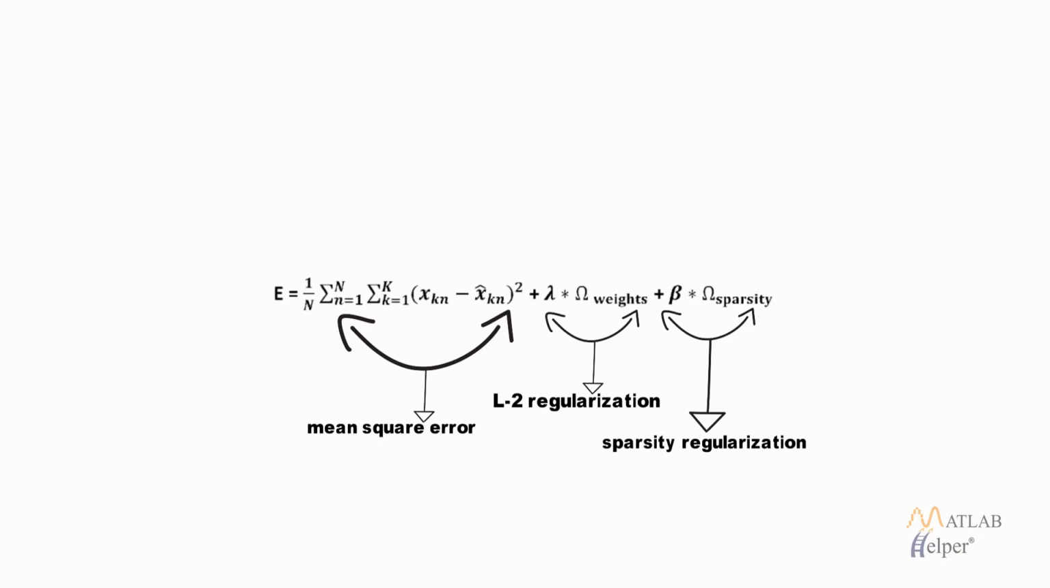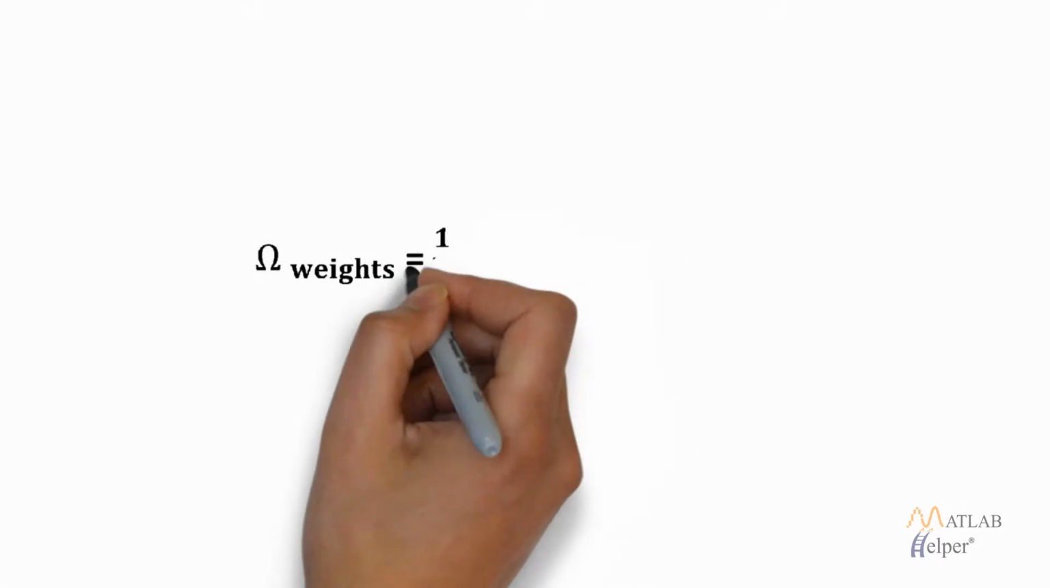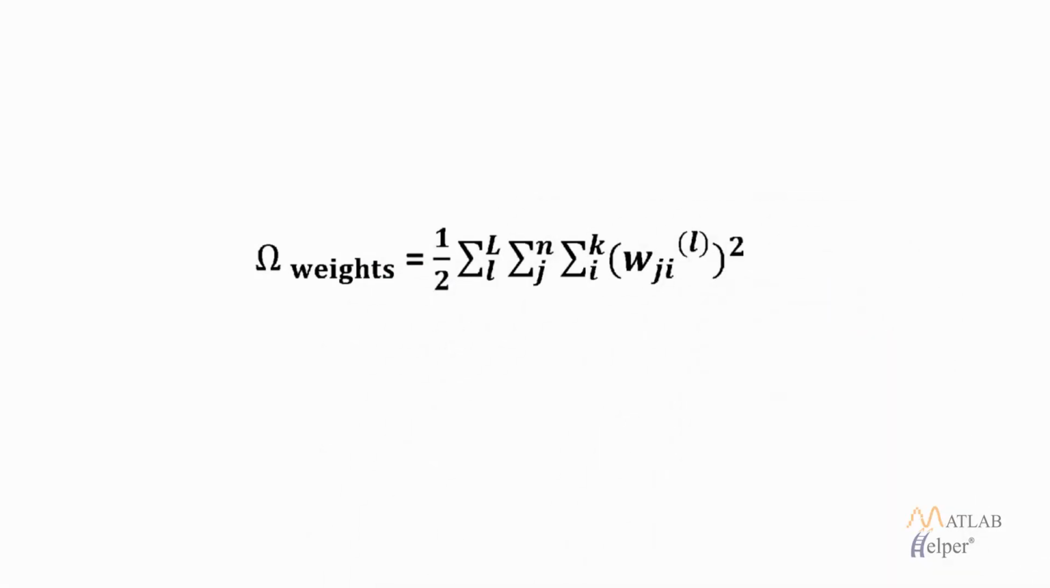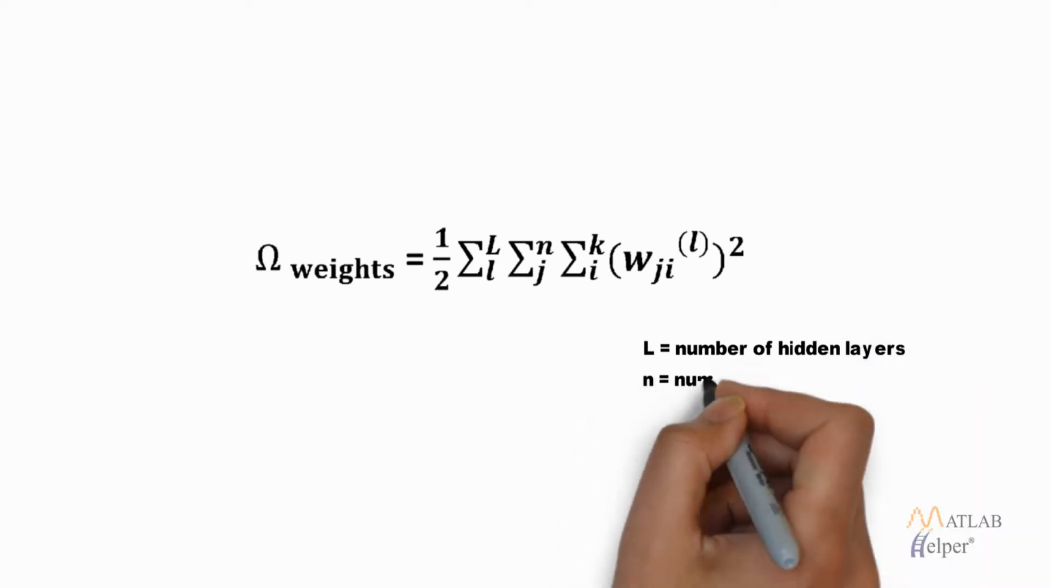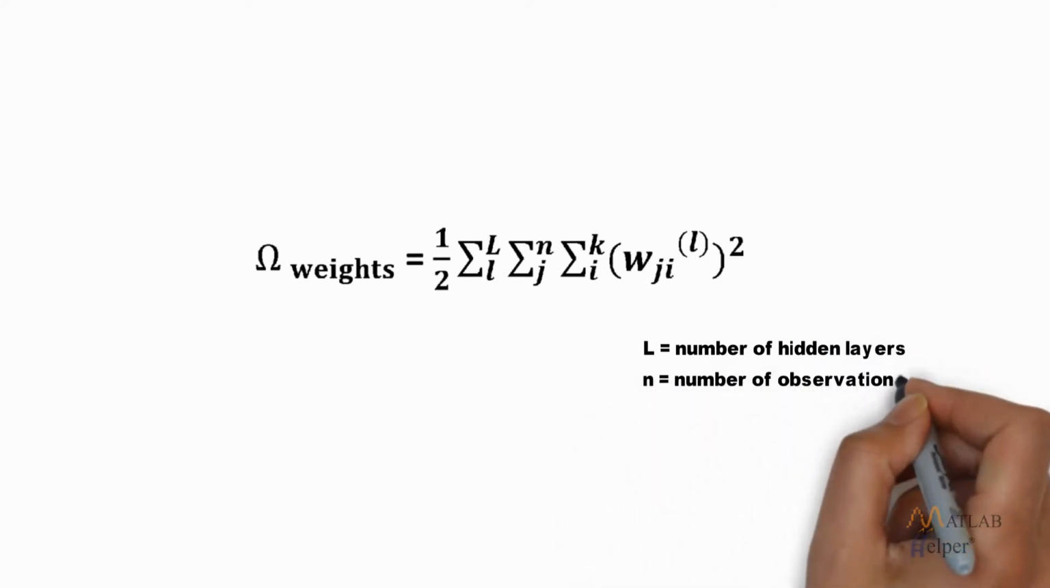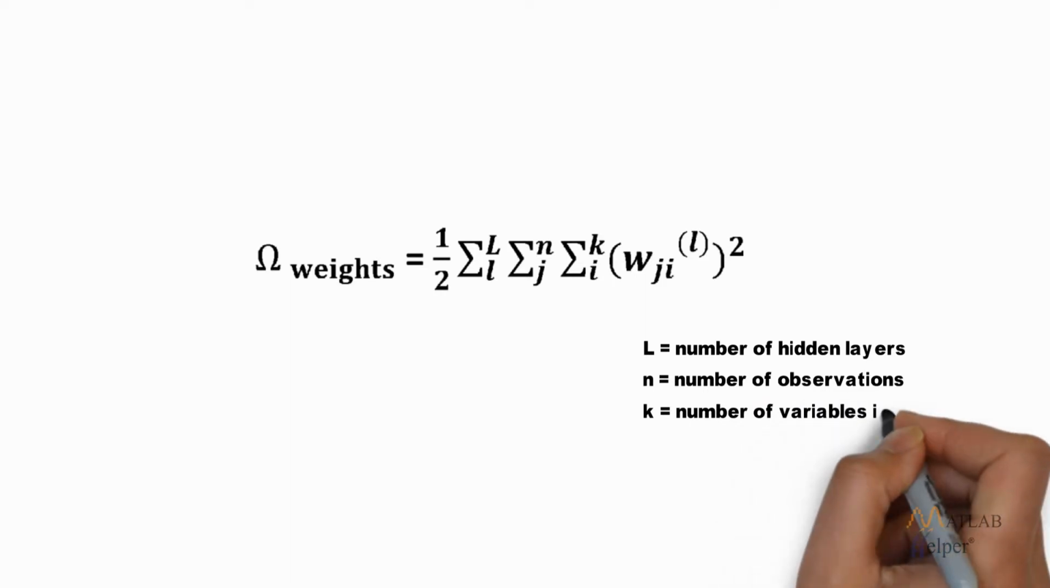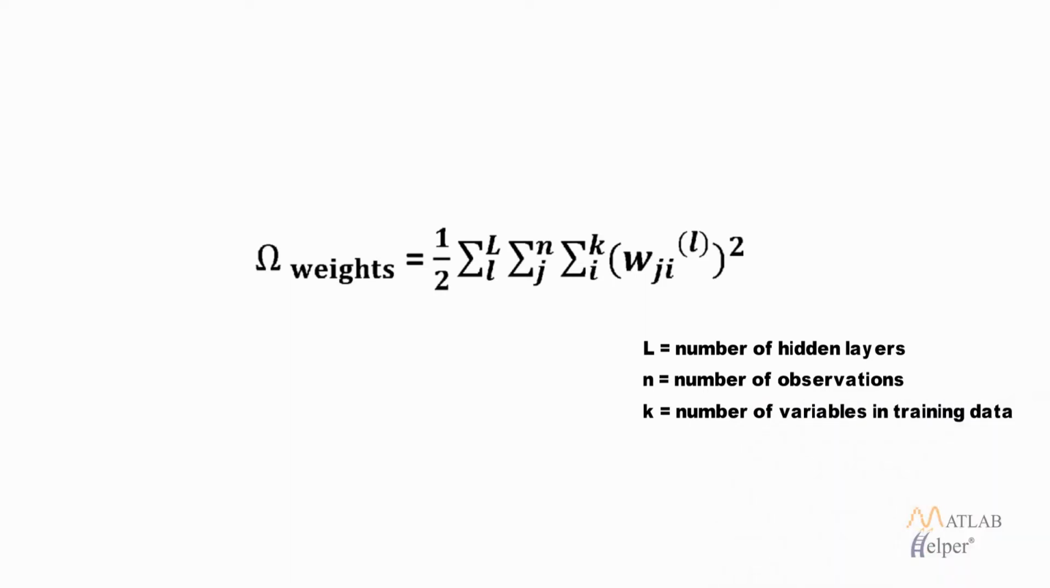As you can see, this cost function contains three terms. The first term is the mean square error, the second term is the L2 regularization term, and the third term is the sparsity regularization. Mean square error is basically what we have used in normal feed-forward propagation. Let's discuss the L2 regularization term. This is the equation of the L2 regularization term. It is also called the weight decay term, and it tends to decrease the magnitude of weights and helps prevent overfitting, like in the case of a normal feed-forward propagation network.